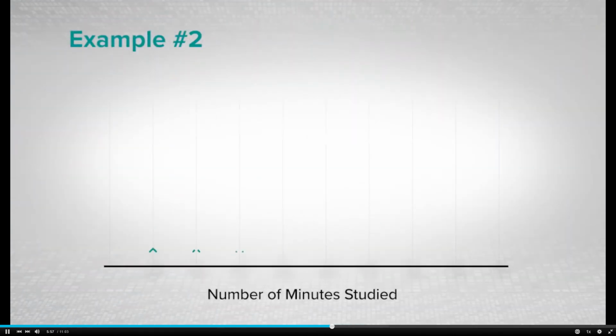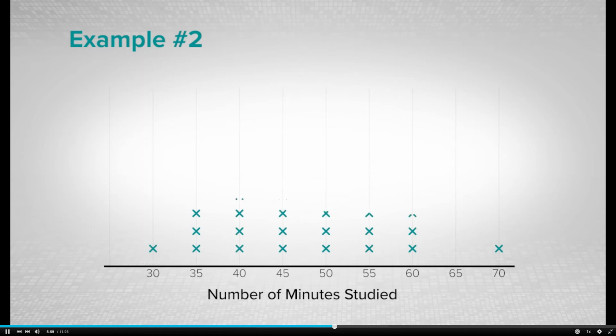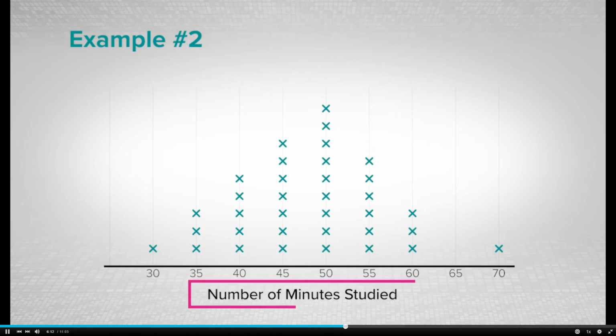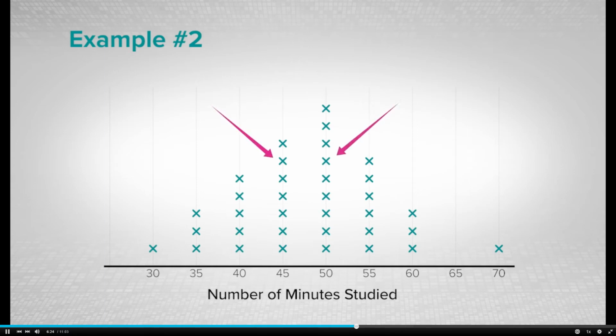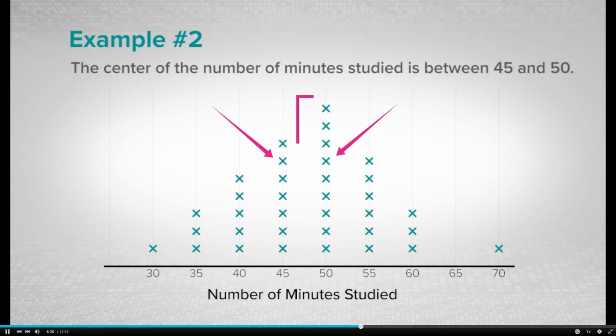Now let's look at example 2 and describe the center of the data in the context of the question. Example 2 is a type of dot plot, even though there are little X's rather than dots. It looks like it's representing the number of minutes studied. So to determine the center, I could just look at the graph and say, where does the center lie? It looks like the center of the graph is around 45 or 50 minutes. And it's okay to say that. It's okay to say the center of the number of minutes studied is between 45 and 50.